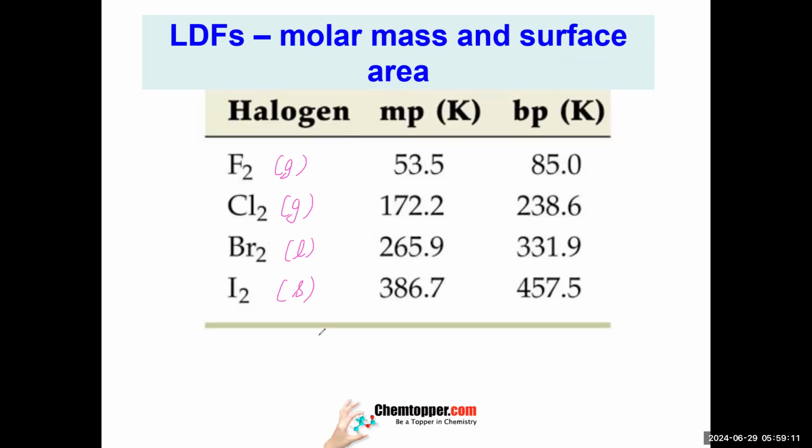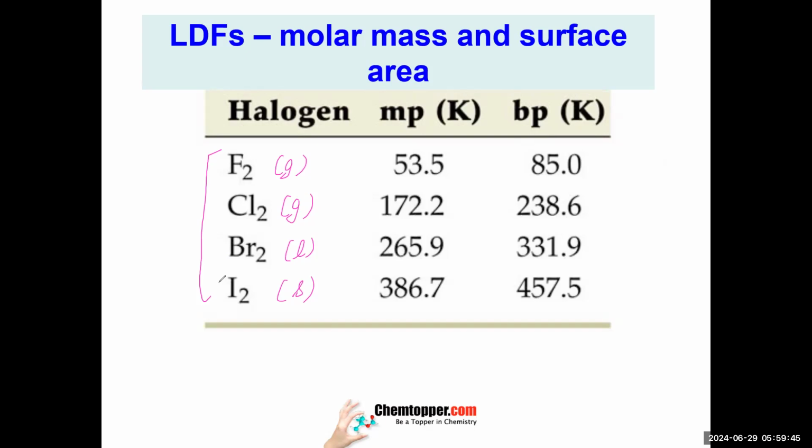Explain why. Yes, yes. You have to start like this. All these molecules are non-polar. The only attractive forces are London dispersion forces. And LDF depends on molar mass and surface area. Molar mass and surface area increase as we go from F2 to I2. So that is the reason I2 has the strongest, F2 has the weakest. I2 is in the solid and F2 is in the gaseous form.